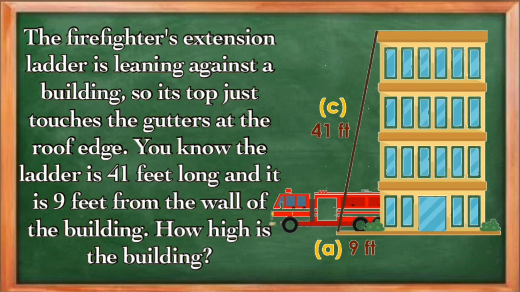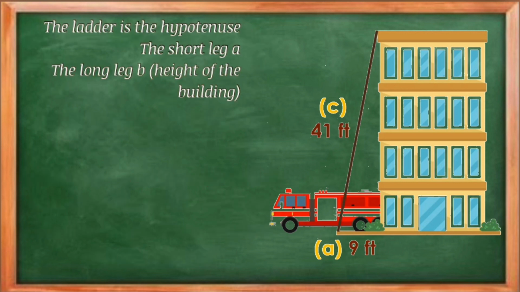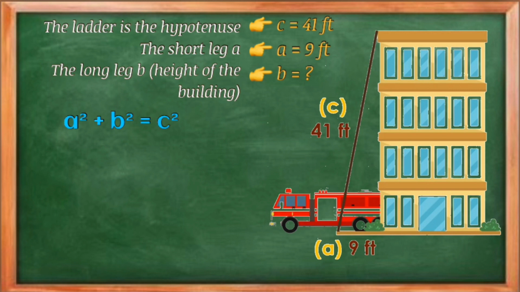Now, as shown in the illustration on the right, the ladder is the hypotenuse, which is equal to 41 feet, and it is 9 feet away from the building, and we represent it as the base or the short leg. And we are going to find the height of the building. Applying the Pythagorean theorem, A squared plus B squared is equal to C squared. Substitute now the given variables. So we have A is 9, B is unknown, and C is 41.